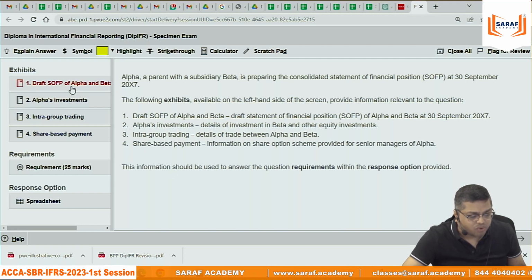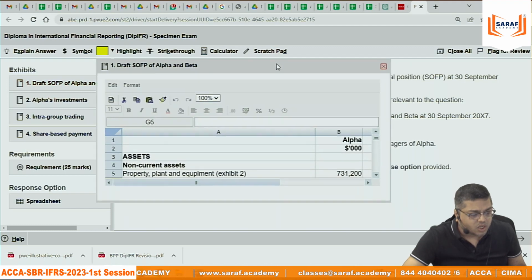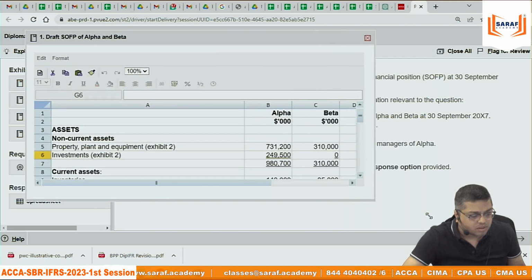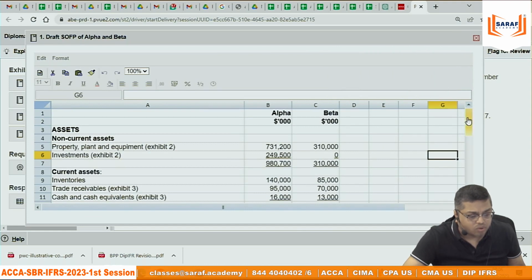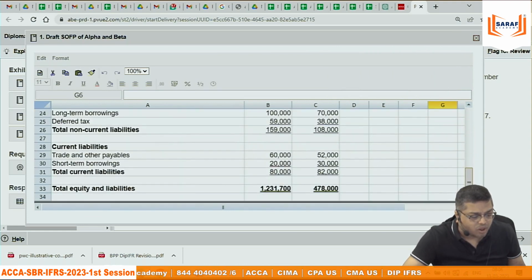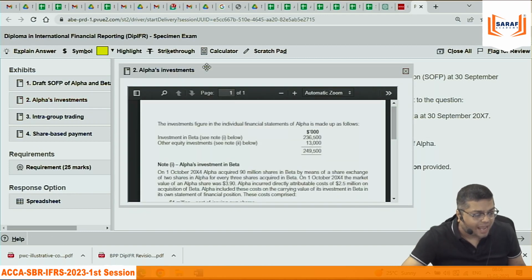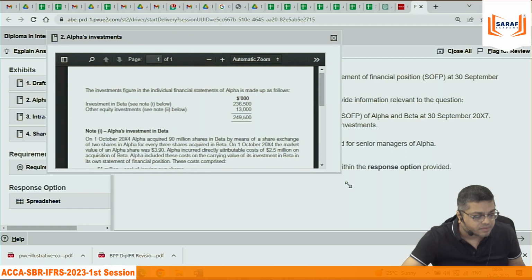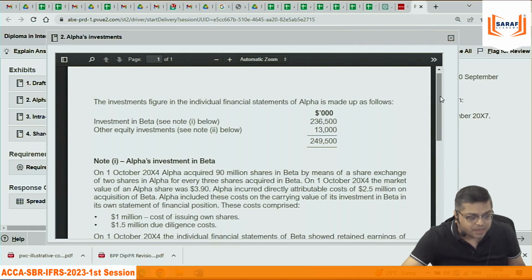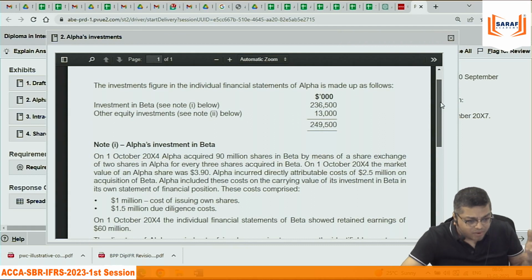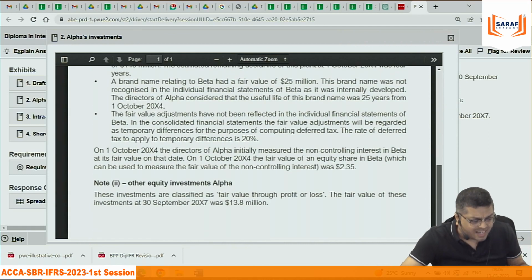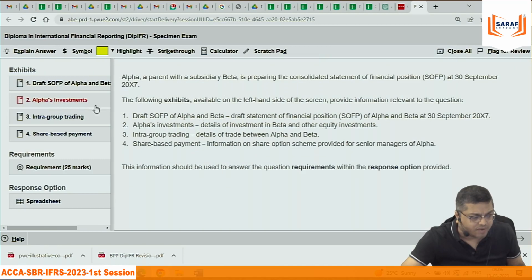So on the left hand side, if you click, then you are able to open a window. You need to size the window. And there is a financial statement of 2 companies given, Alpha, Beta. Okay? I can close this window. This is the draft financial statement of Alpha and Beta. Then they are talking about Alpha investments. That means the parent company acquired shares of the subsidiary. When, at how much price, the further detail, the revaluation and all that, all those details are given.